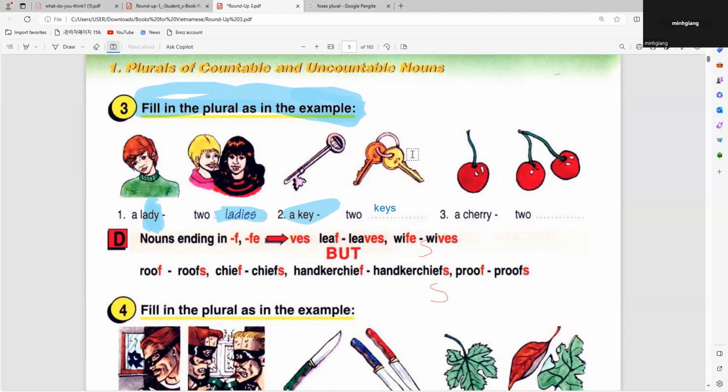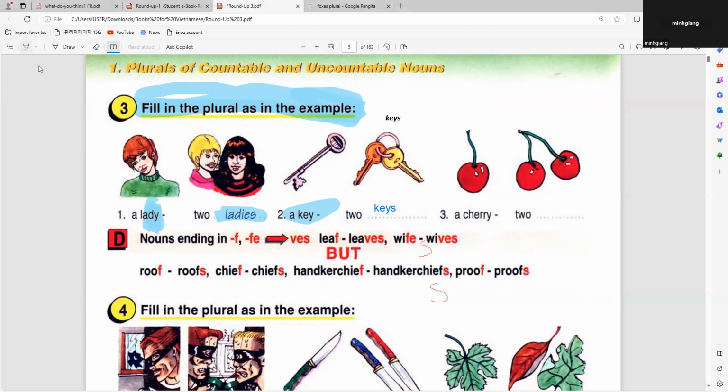Why did you add S? Because before letter Y is E. E is a vowel, right? This one is key, before Y is letter E. So if letter E, you will just add S only. Okay, good job for that.